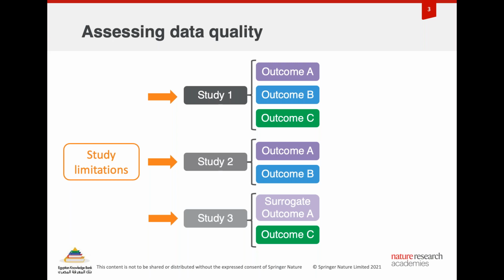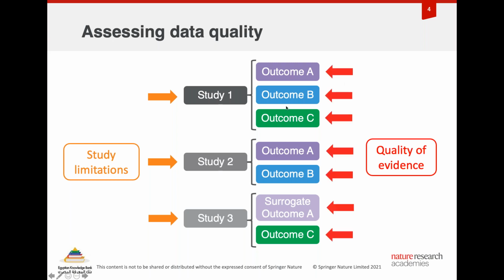From a systematic reviewer's perspective, you're coming from the other end. What you're doing is assessing these outcomes and then trying to evaluate what kind of biases these studies had. So it's almost a reverse engineering of those different studies. We call this assessing the quality of evidence. In other words, how trustworthy, reliable, and accurate do you think the data that you extracted actually are?